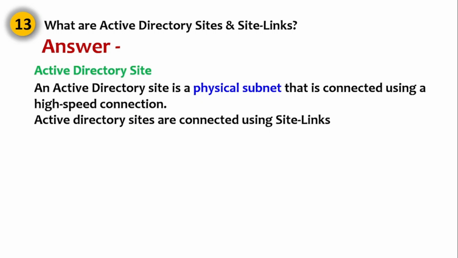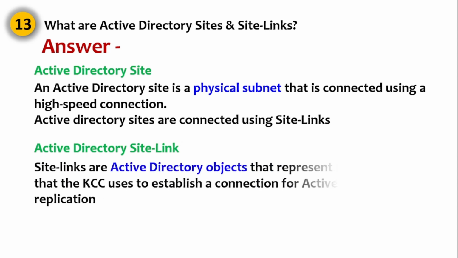So let's understand what site links are now. Site links are Active Directory objects that represent logical paths that the knowledge consistency checker uses to establish a connection for Active Directory replication. So it's just a path, so that the knowledge consistency checker can establish a connection between two sites or two domain controllers.